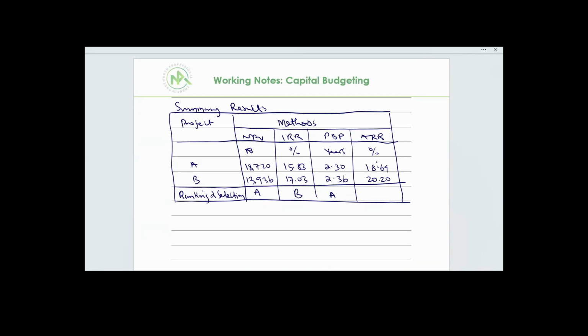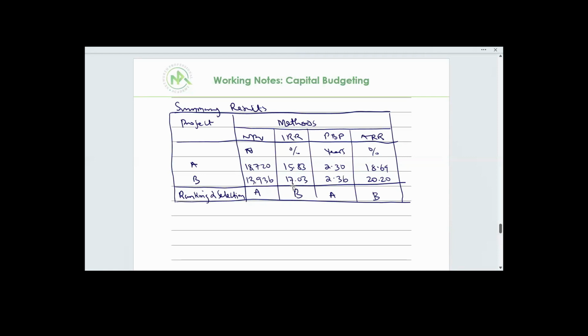On the basis of accounting rate of return, which projects are we selecting? Project B. Project B produced a higher ARR relative to the management predetermined ARR. All right then. So now that's that.